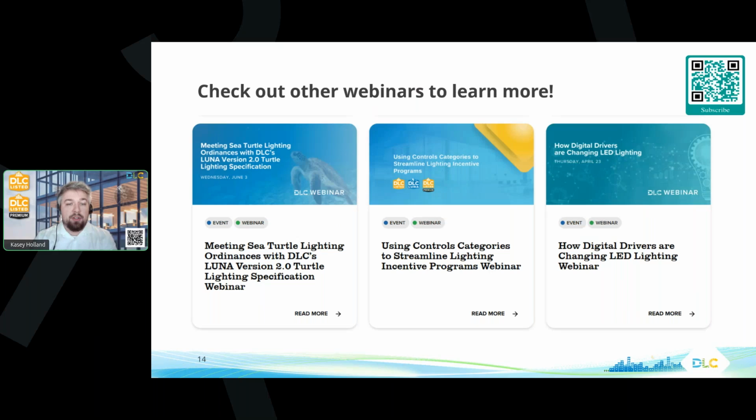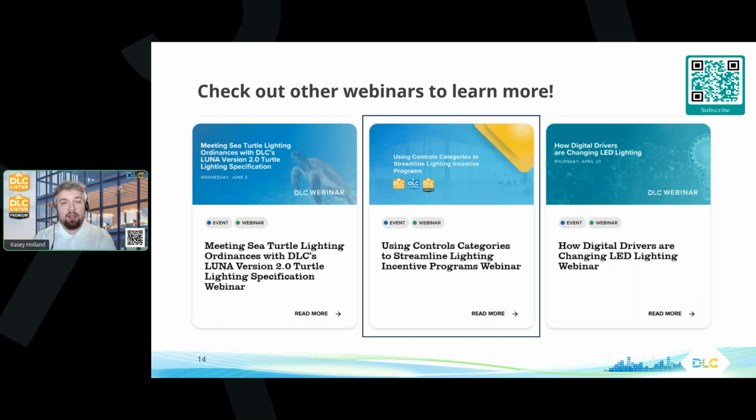So make sure that you're tuning into those. In particular, I recommend the controls categories webinar, as it is kind of the crux and the main points of version 6 and the changes that we did. They align very well with the conversations that we'll have at the summit later this year. And there is a QR code up at the top right.